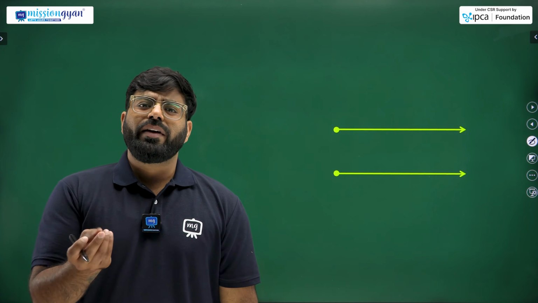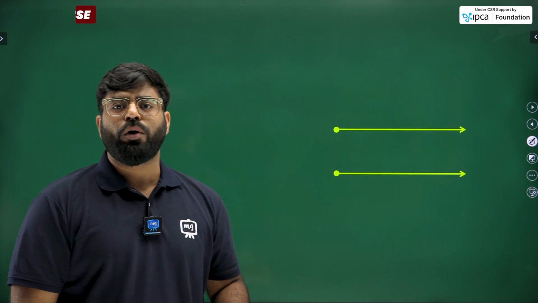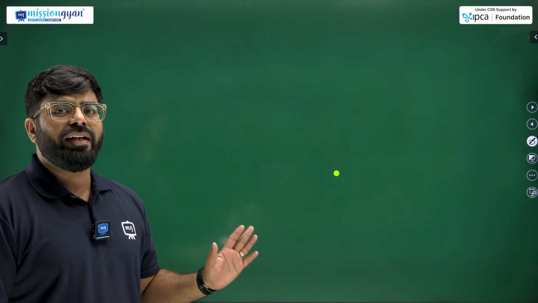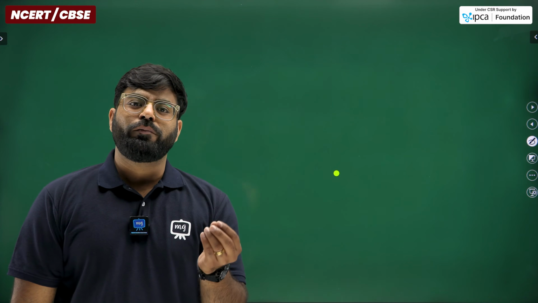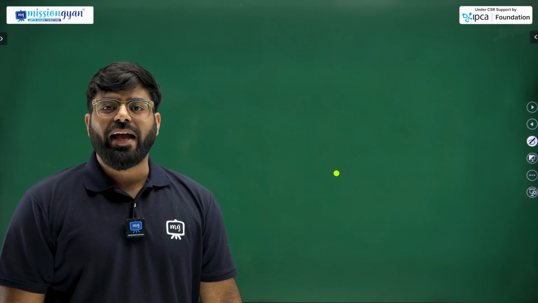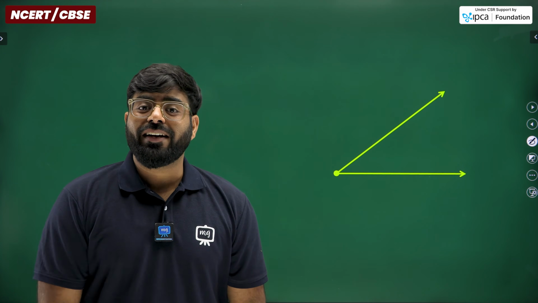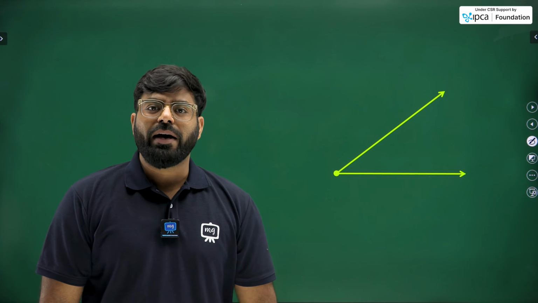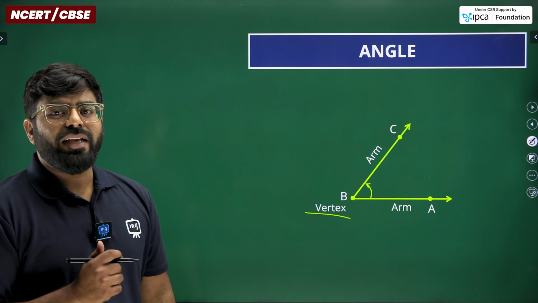But sir, how are we getting angles with the help of these two rays? So let's find out. If I take a point on the screen and join both the rays, that means if I make the starting point of both the rays common, we will get an angle. So let's make two rays with the help of this point. But where is the angle, sir? So let's find out and read more about these angles.